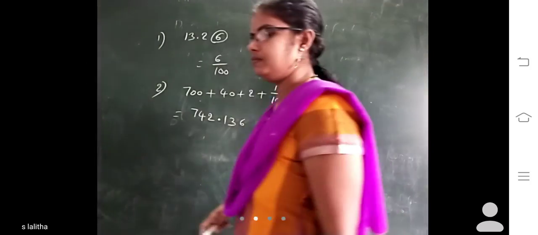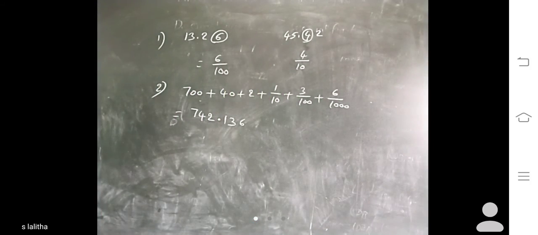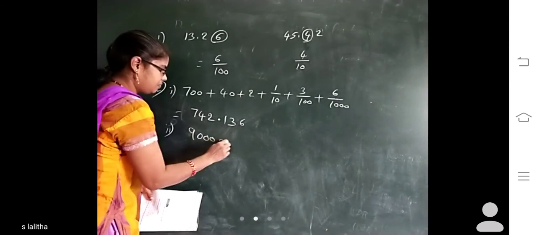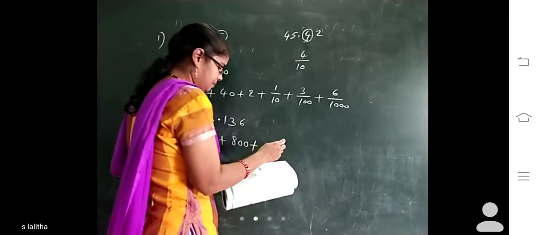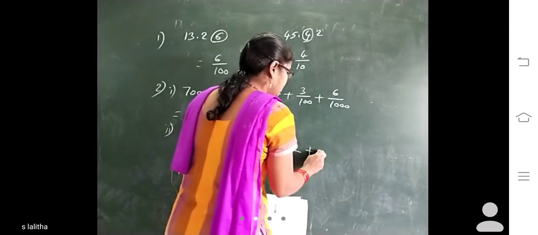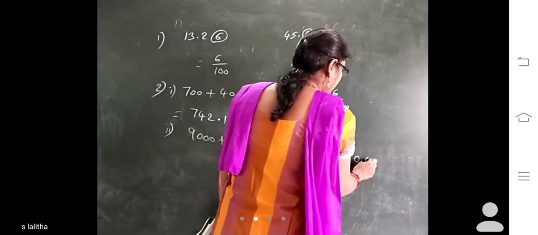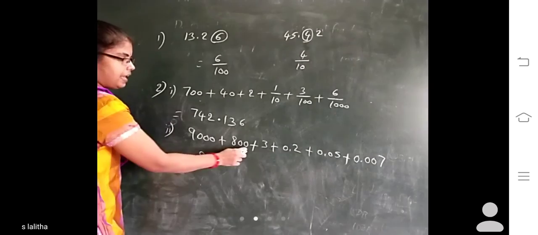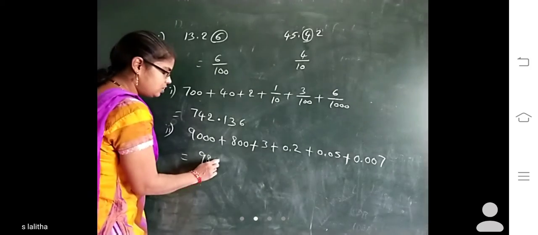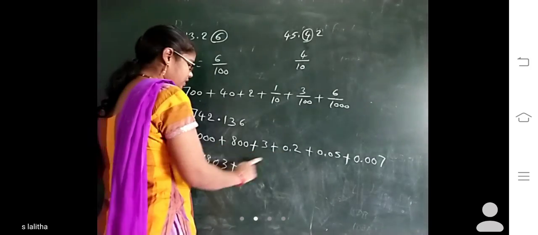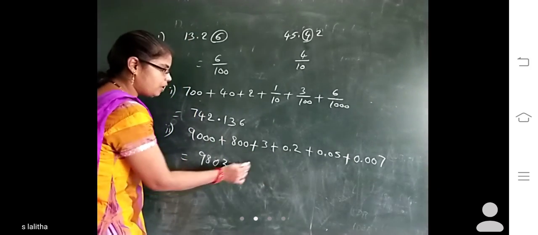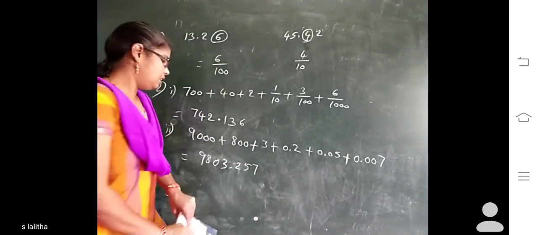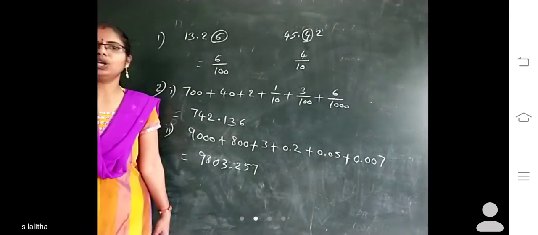This is the second row. Okay, second sum. See, 9000 plus 800 plus 3 plus 0.2 plus 0.05 plus 0.007. Here the decimal point is given. How to write this one? 9000, right? 9, 800, 8. Here the 10s place is not there, so you have to write 0, then 3. Then the decimal point, 0.2, so 2. Next 0.05, that is 5. 0.007, that is 7. So 9803.257. Okay, right.